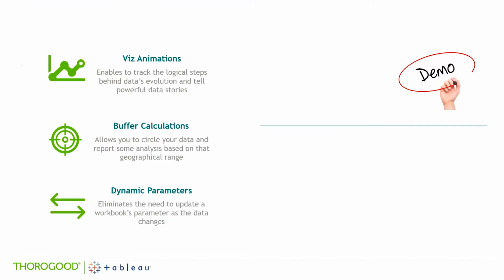And then lastly, we have dynamic parameters, which automatically refresh the data present on your workbook as soon as your data changes in your backend or in your data source. So what this does is it eliminates essentially the need of refreshing your data source and then republishing a workbook.